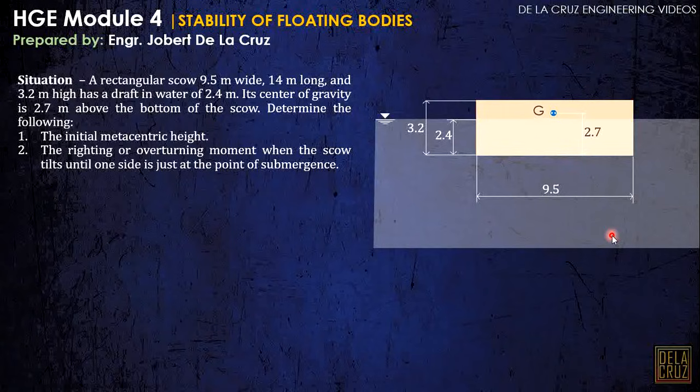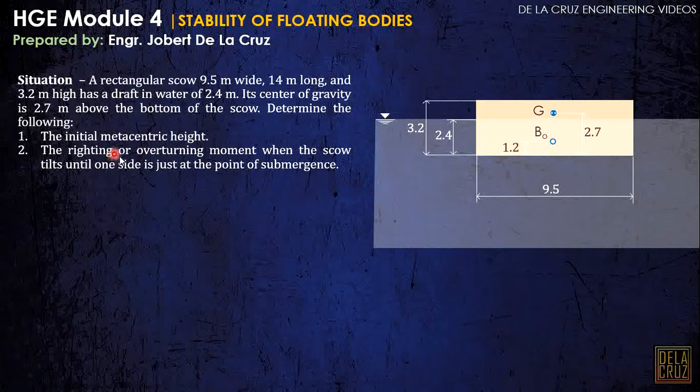Now, another important notation here is BO, the center of buoyancy. That should be acting at the center of the submerged body. So the centroid of the submerged body, if this is a rectangular scow, should be halfway of the 2.4 meters, or that is 1.2. Then, as you can see, this is our GBO, which we will use to calculate the MG. That is GBO, just 2.7 minus 1.2.